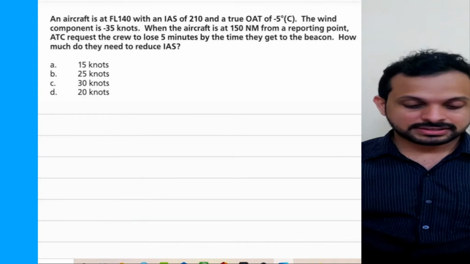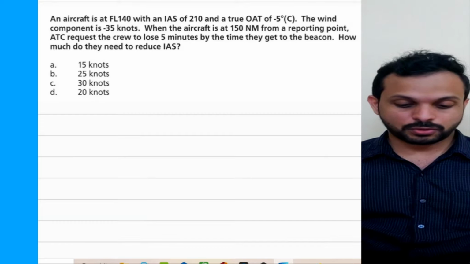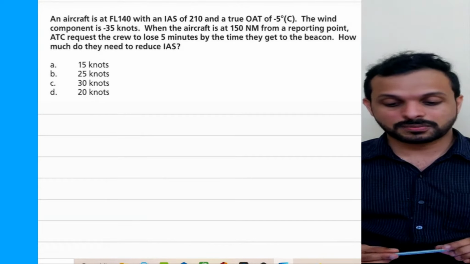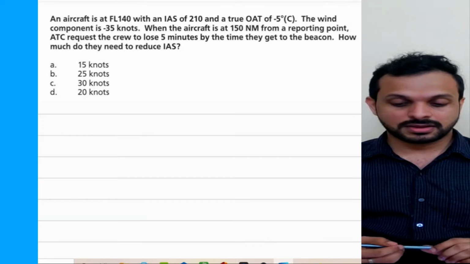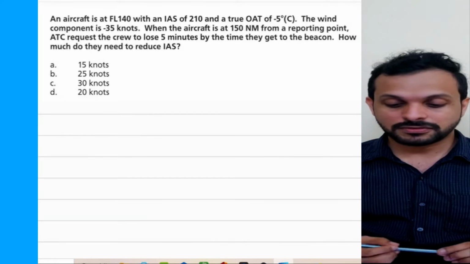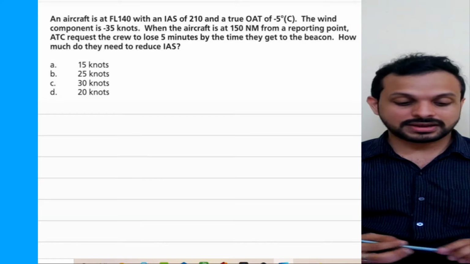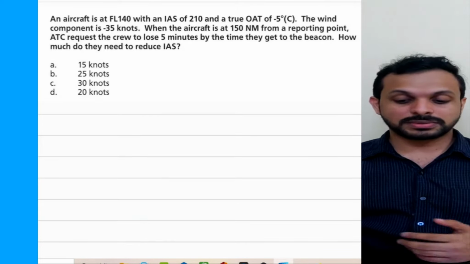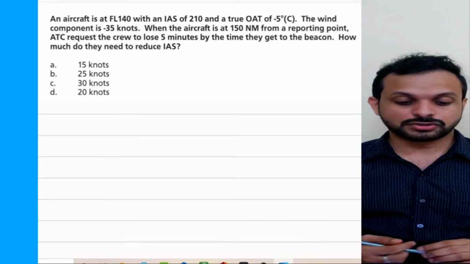An aircraft is at flight level 140 with an indicated airspeed of 210 knots and a true outside air temperature of -5 degrees Celsius. The wind component is -35 knots. When the aircraft is at 150 nautical miles from the reporting point, ATC requests the crew to lose 5 minutes by the time they get to the beacon. How much do they need to reduce indicated airspeed?